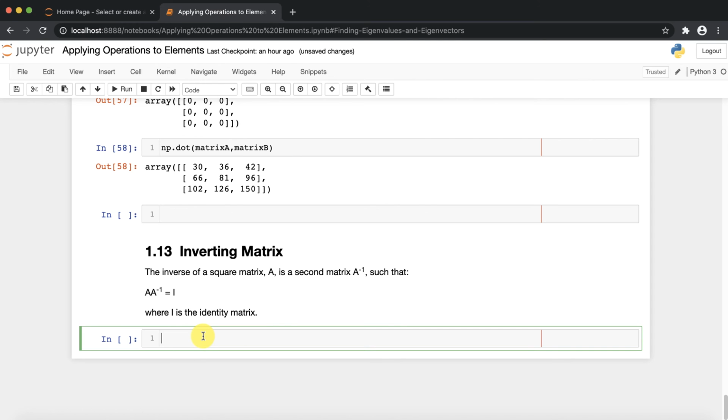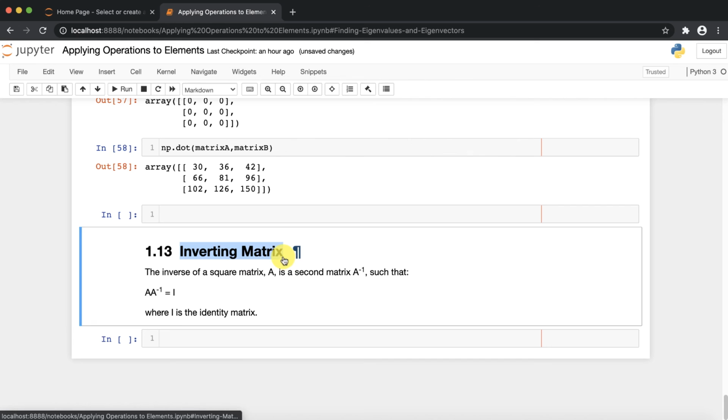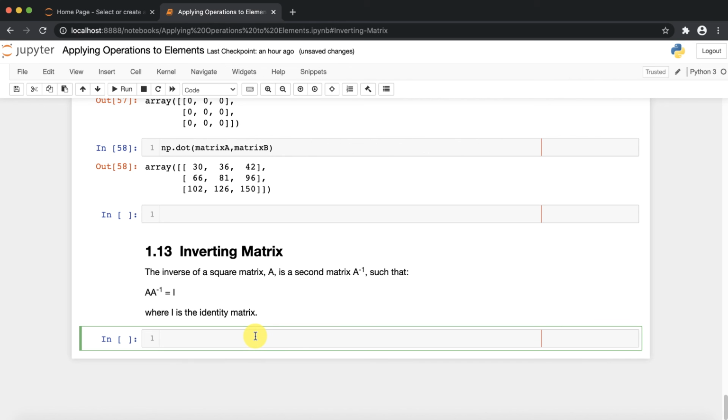Now the last function I want to discuss in this video series is inverting a matrix. If I want to find the inverse of a matrix, at school level we have studied the meaning of inverting a matrix. Here is the equation of the inverse matrix: A times A inverse is equal to the identity matrix. So if you multiply the original matrix with the inverse matrix, you will get the identity matrix.